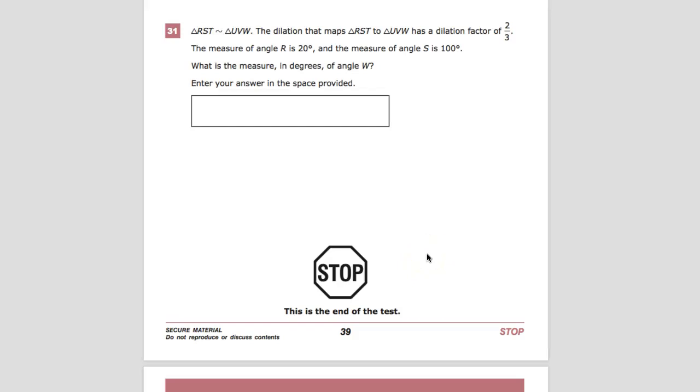All right, this is question number 31 on the TNReady practice test for geometry. The question says, triangle RST is similar to triangle UVW. Now, when we talk about similarity, what you have to remember is that corresponding angles are congruent and corresponding sides are proportional.